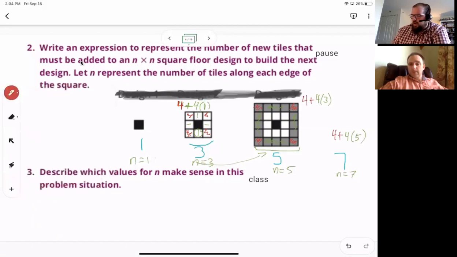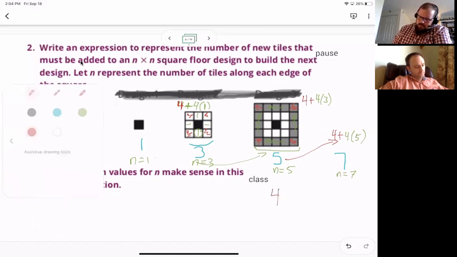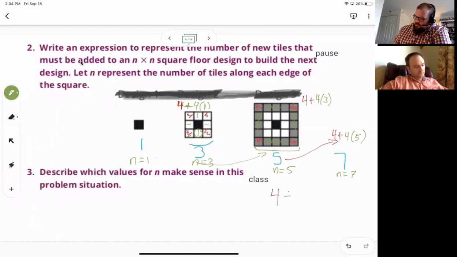But we don't want to go, that's why you were circling the wrong number, because you want to know for the next one, not the previous one. Oh, I see what you're saying. So to figure out 5, we use this formula to get the next one. So to me, then that would look like 4 for the corners plus 4 because we have 4 sets of them. And then however long that side length would be, which we said was n. I like it. Sounds good.